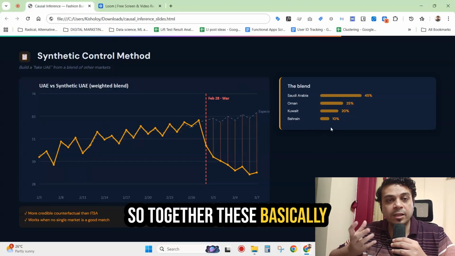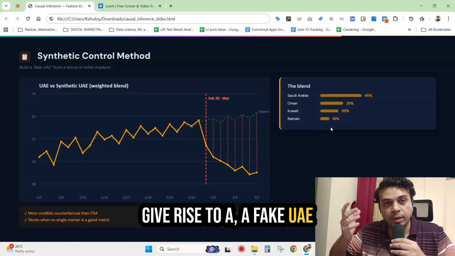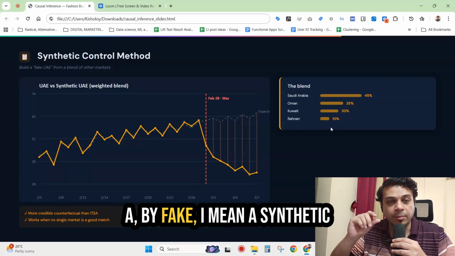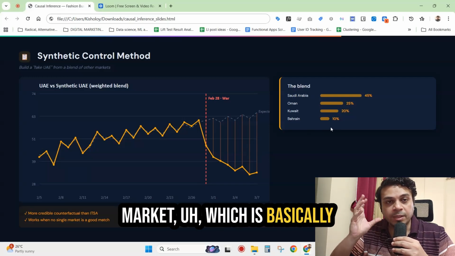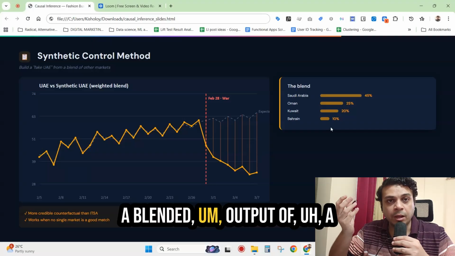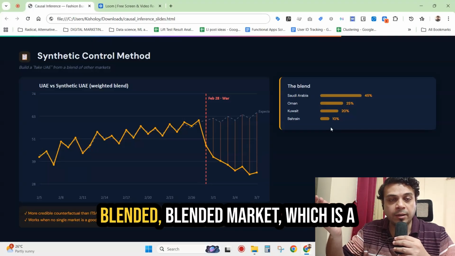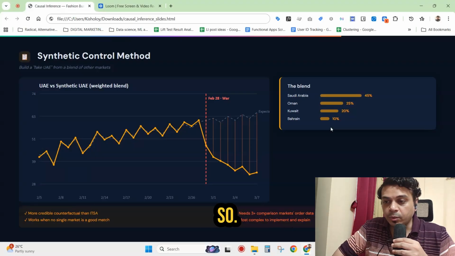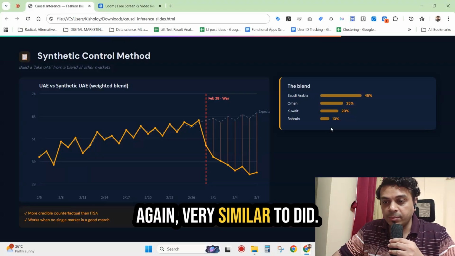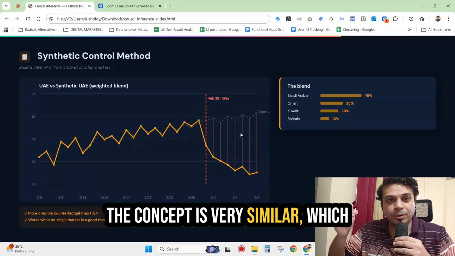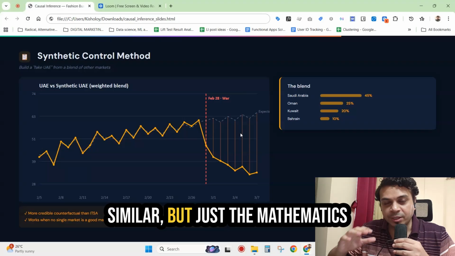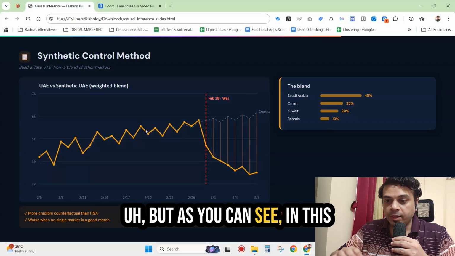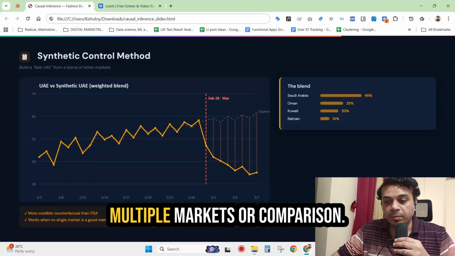So together these basically give rise to a fake UAE with which you can compare. A very fake market, by fake I mean a synthetic market, which is basically a blended output of a blended market, which is a combination of several markets. So again, very similar to DID. The concept is very similar, which is why the graphs also look very similar, but just the mathematics behind these methods, they vary. But as you can see, in this case, you need to actually have multiple markets for comparison.